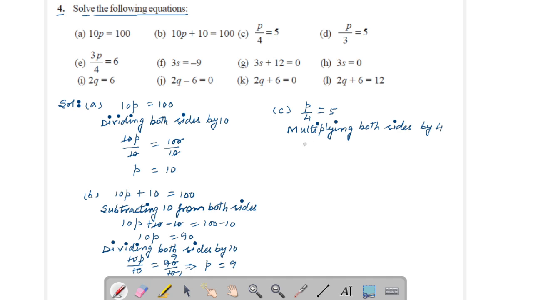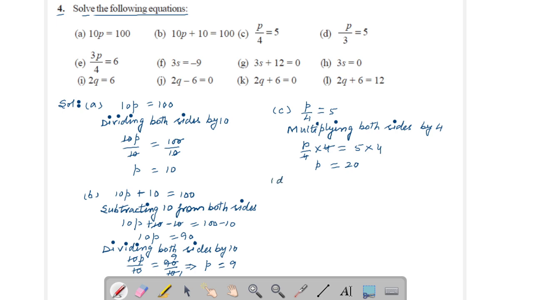What will you get? P upon 4 into 4 equal to 5 into 4. Here you can cancel 4 by 4. What is left? P equal to 5 fours are 20. P equal to 20 is the solution of given equation. Now come to D part.